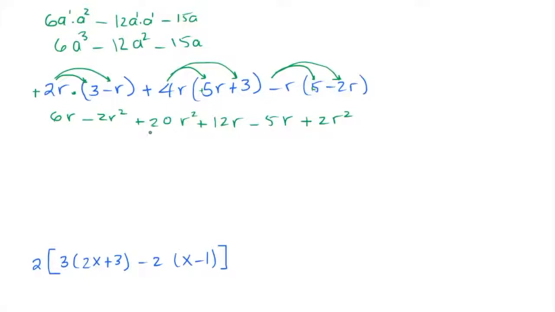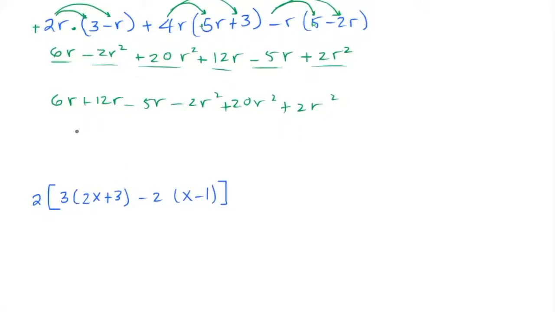Now, we have to add or collect the like terms. So, let's collect the terms that are like r, something that has r to the power of 1. So, 6r here, we have, yes, plus 12r. Oh, minus 5r, another r term. And that's it for the r terms. Now we have the r squared terms: negative 2r squared plus 20r squared plus 2r squared. Now let's add them.